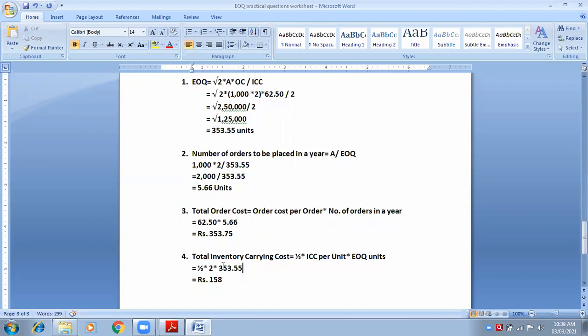353.55 into 2 into half. So what is your answer? 353.55. It is somewhere around the same. Is it clear, everybody? Is it same? If it is same, then we are doing the correct sum.